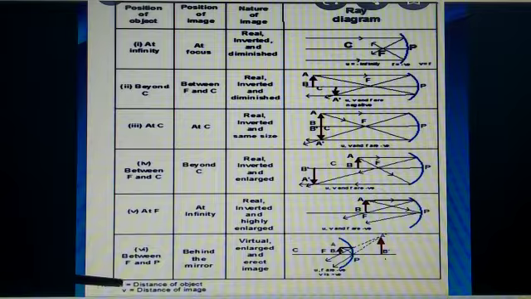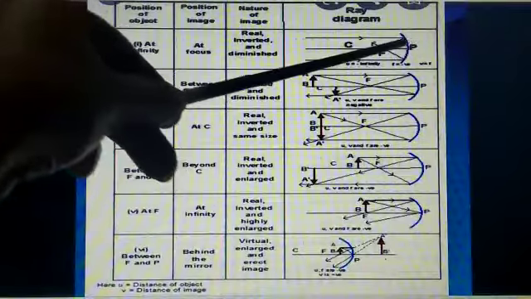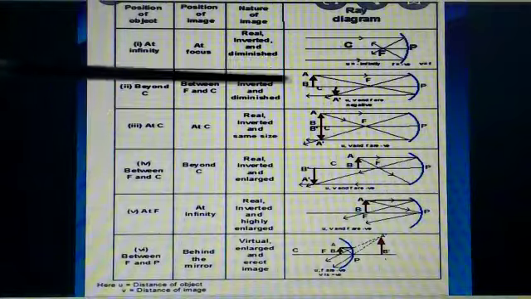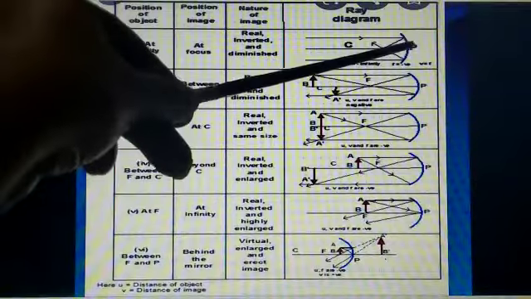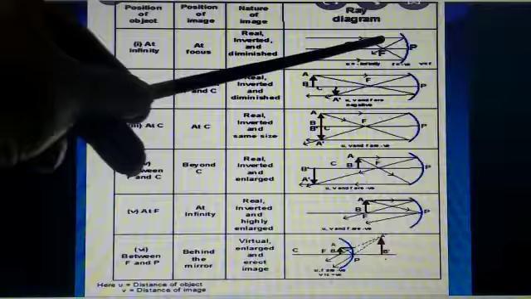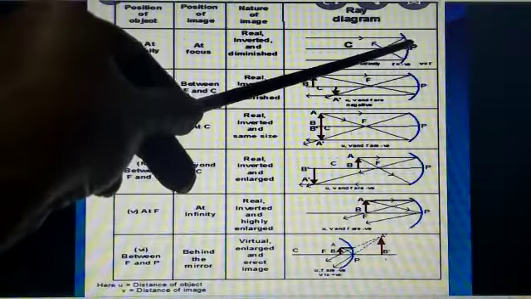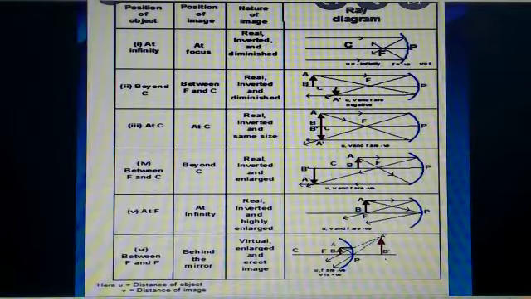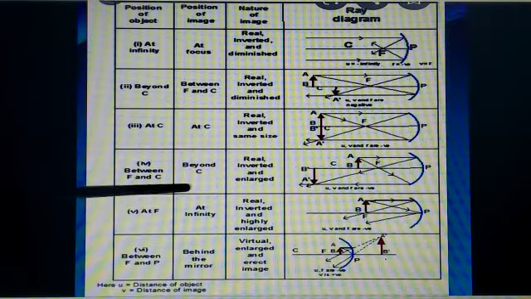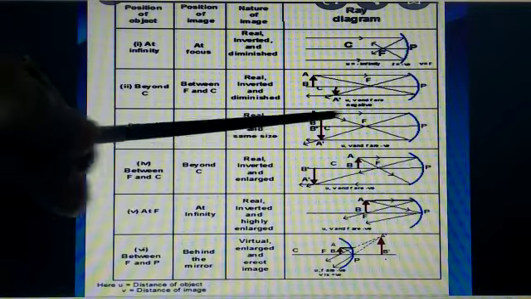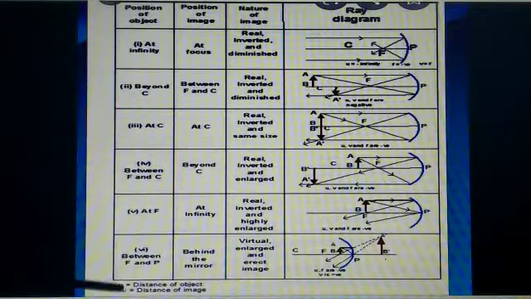u denotes the distance of the object. That means we will measure from the pole. The distance of the object we will measure from the pole. The object will always be placed in front of it, so we should measure from P to the left side. Then v means the distance of the image, where the image will be formed, from there to the pole. That is the distance of the image.